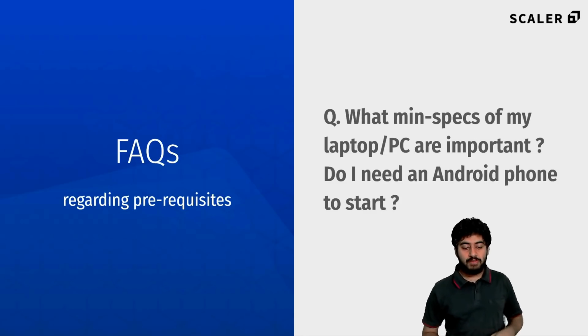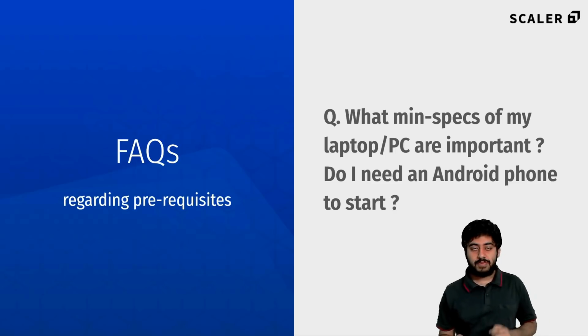Okay, what are the minimum specifications of my laptop or PC, and do I need to have an Android phone? For this, I would say you do need a little bit of a powerful computer, because running Android Studio, of course, takes a bit of resources. So something equivalent of at least an 8th or 9th Gen Core i5 kind of machine, and at least 8 GB of RAM. 16 is preferable, because during the compilation process it really helps if you have that.